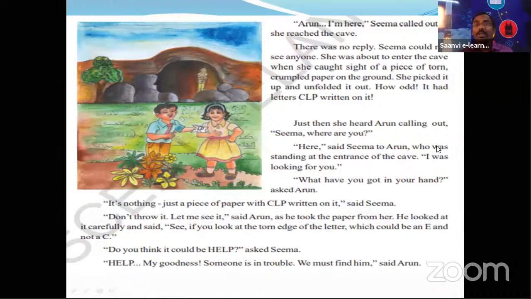She was about to enter the cave when she caught sight of a piece of torn, crumpled paper on the ground. From the ground, she got a torn and crumpled piece of paper. She picked it up and unfolded it. How odd, how different. It had letters CLP written on it. So, what were the letters written on the paper?